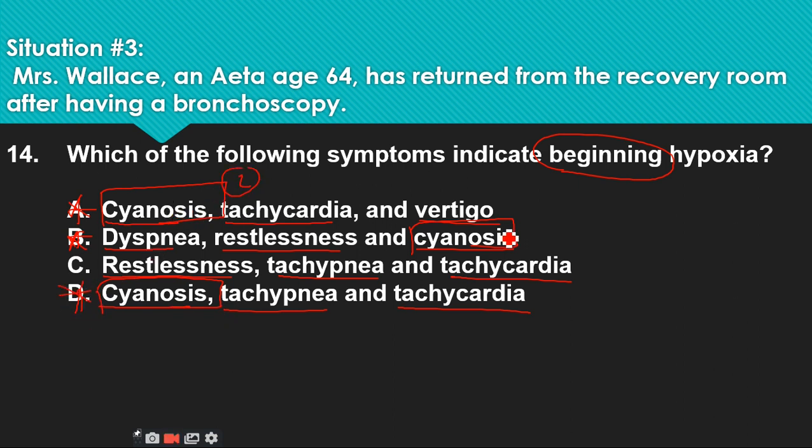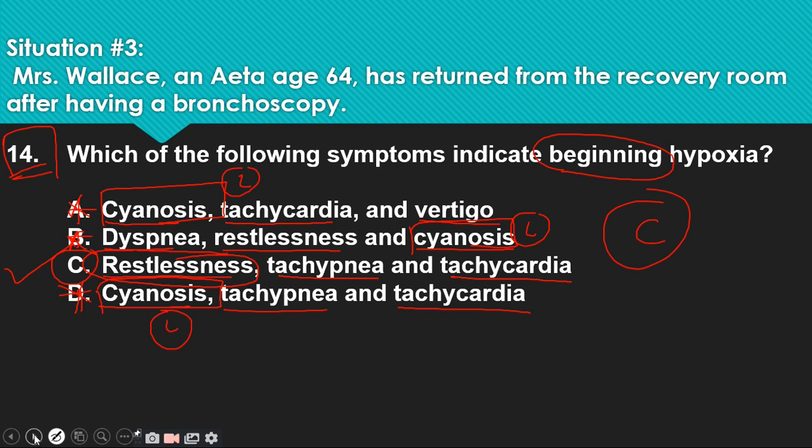Cyanosis is a sign of late hypoxia. So the best answer for number 14 is letter C. Take note, restlessness is the earliest sign of the patient, especially if there are signs of possible hypoxia. So just remember, restlessness, if there's no word restlessness, look for the word irritability. So letter C is the best answer.